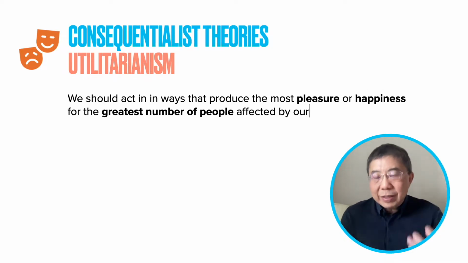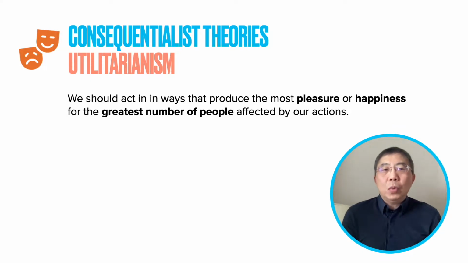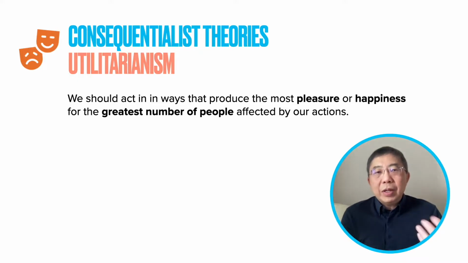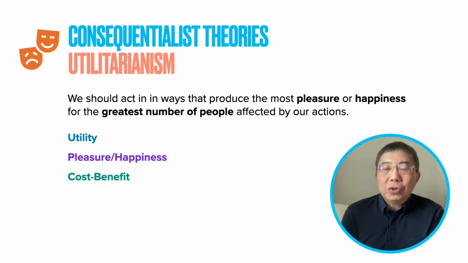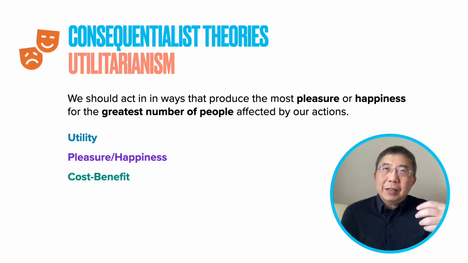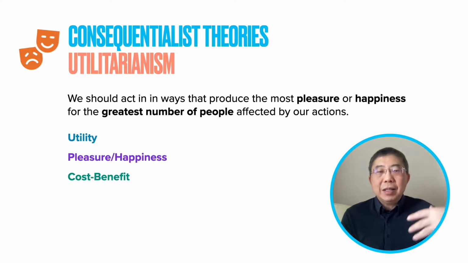What utilitarianism says is that we should act in ways that produce the most pleasure and happiness for the greatest number of people that are affected by our actions. In other words, it's a theory that is based on the utility of our actions. And we measure that utility by looking at the pleasure or happiness it creates in the people that are affected by our actions.